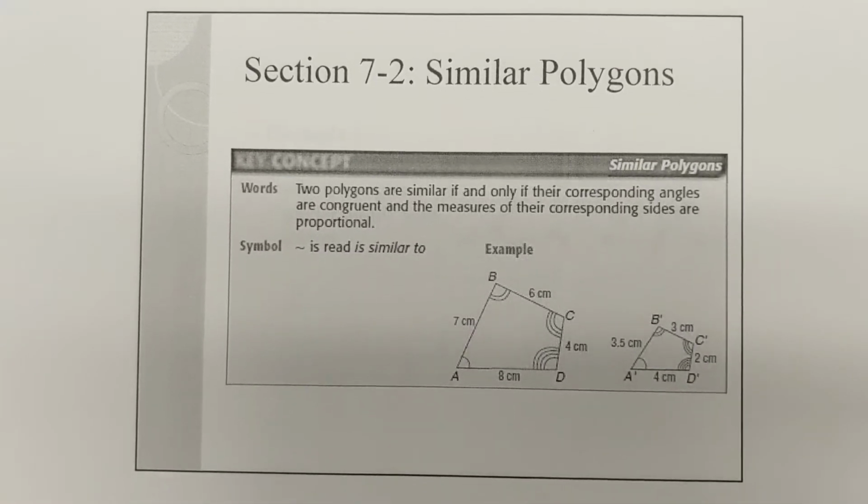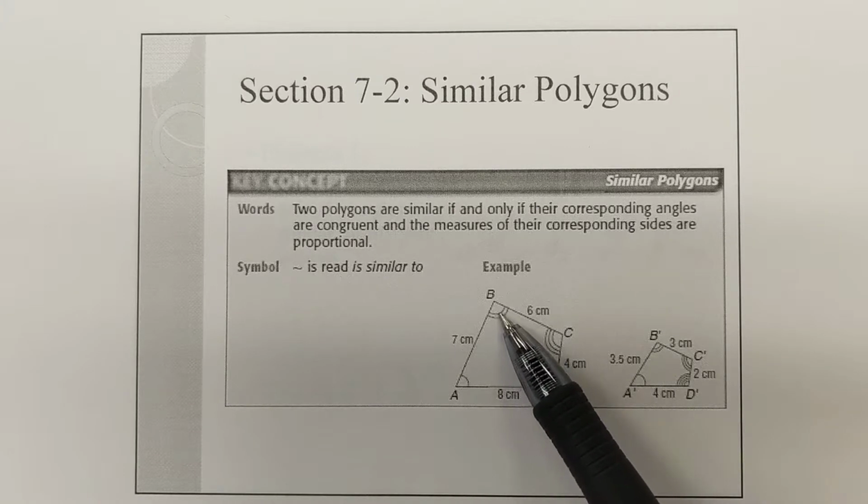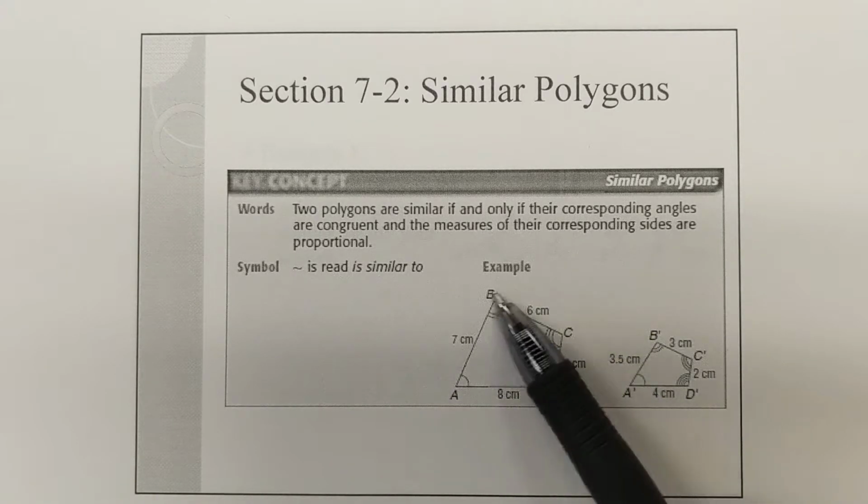So here's what makes these polygons similar. Two polygons are similar if and only if the corresponding angles are congruent and the sides are proportional. So if you look, B is congruent to B, A to A, D to D, C to C. And if you look at the value of the sides, these values are all half those values.